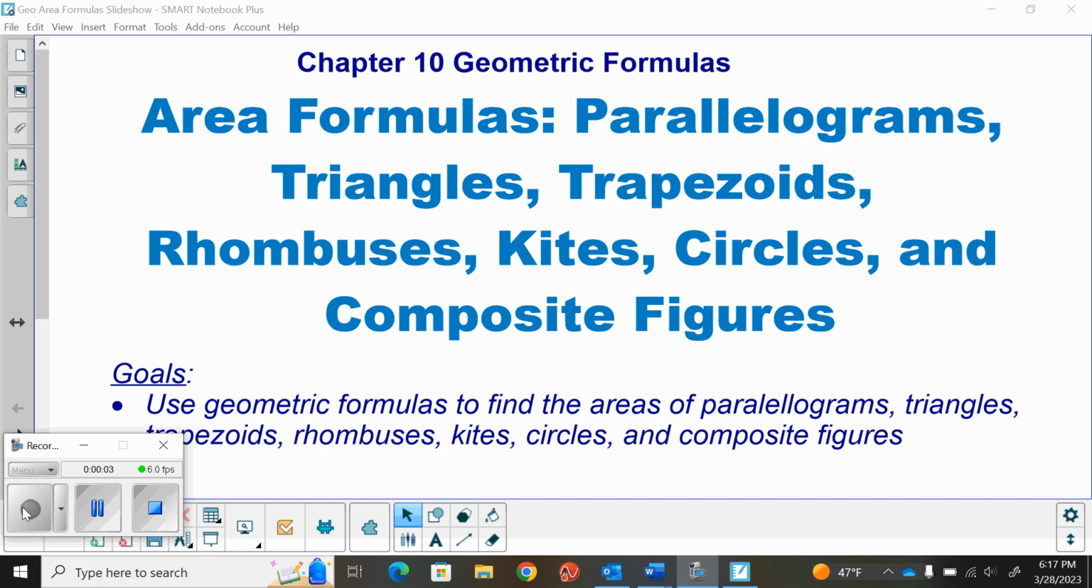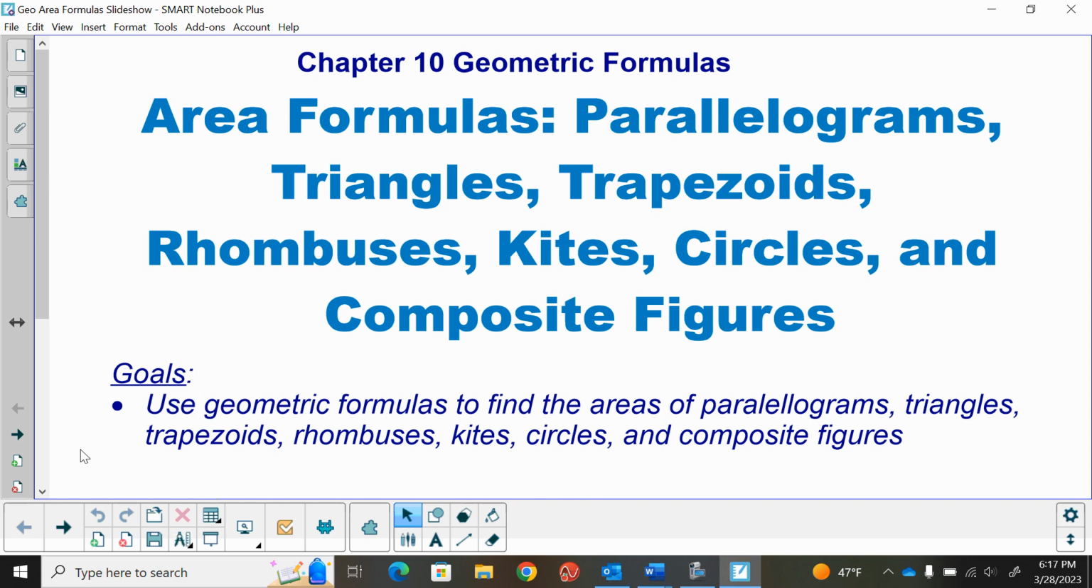Hi students, this next unit we are going to be studying geometric formulas. So we're going to be looking at area formulas of a lot of polygons that we've already studied. Also circles and composite figures will be a little bit new to us. And then we're also going to look at volume formulas. So volume is dealing with three-dimensional objects.